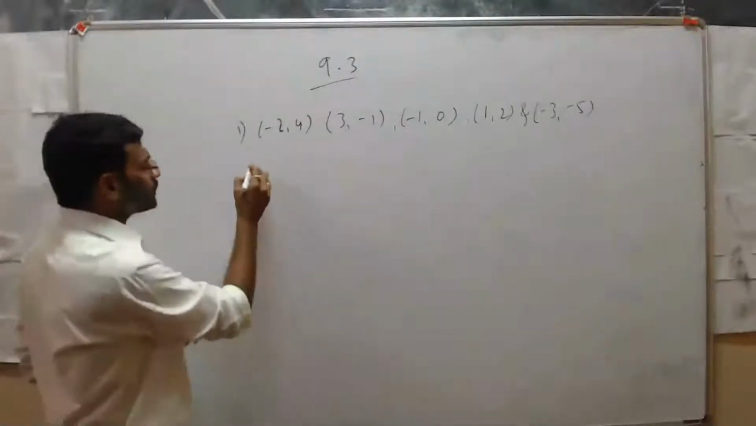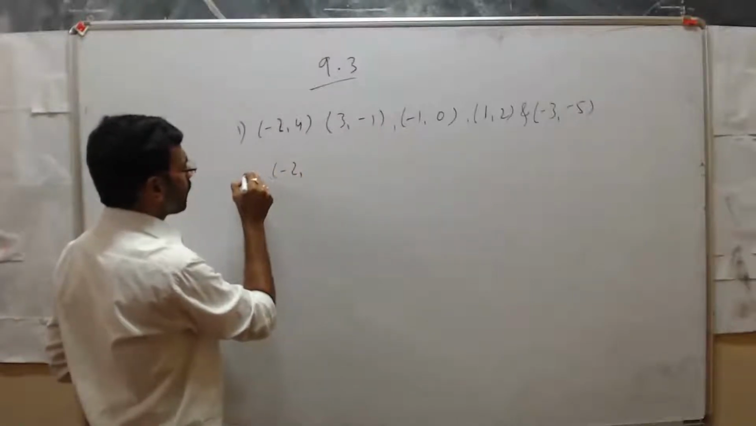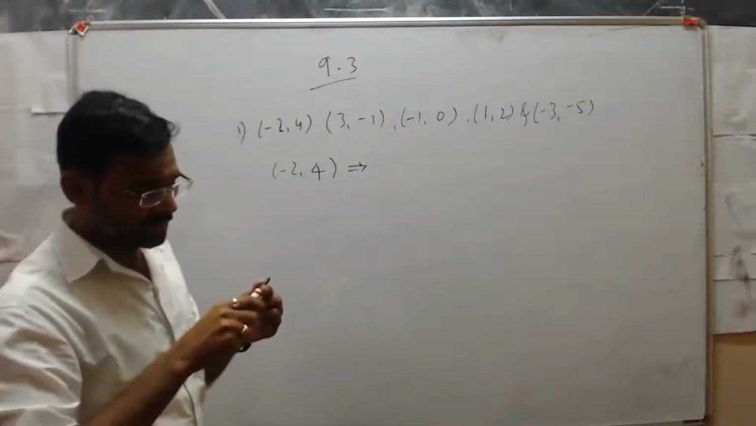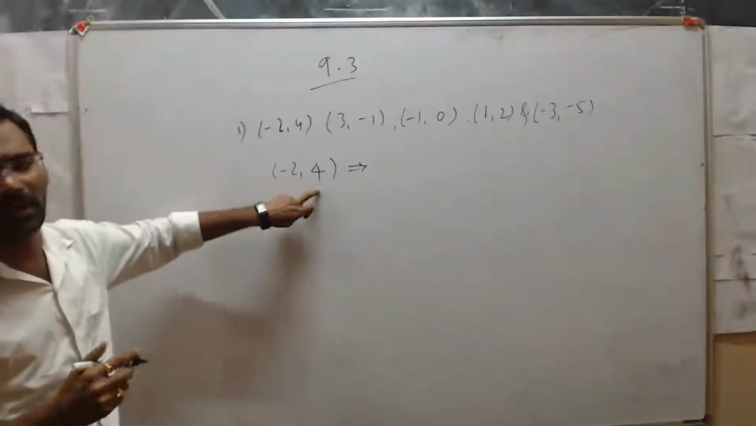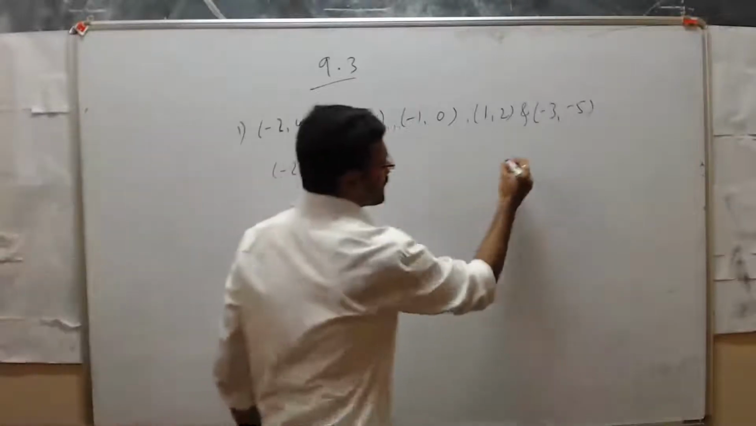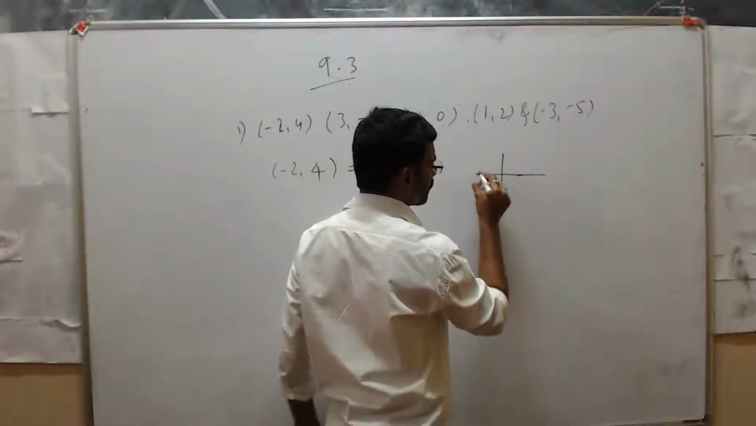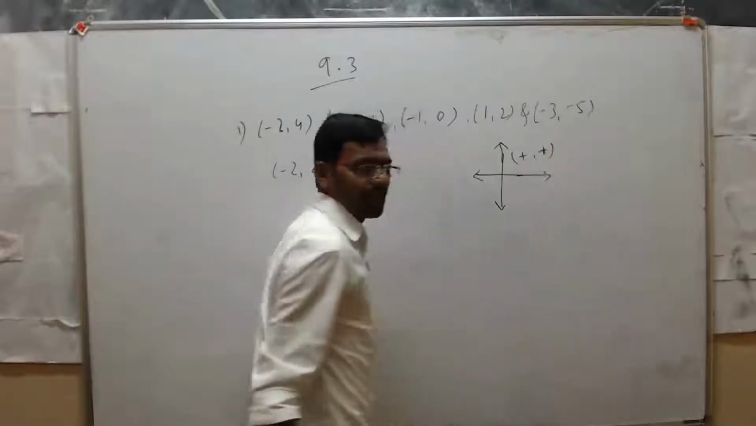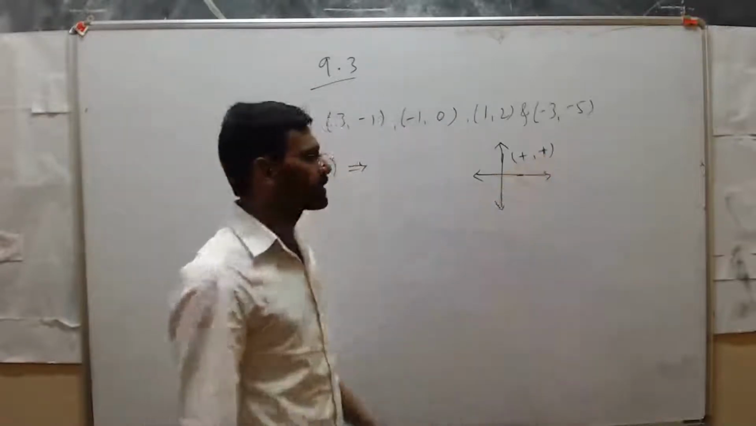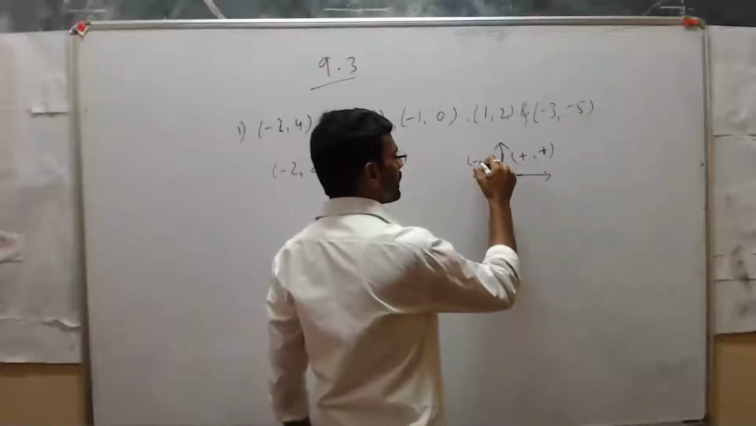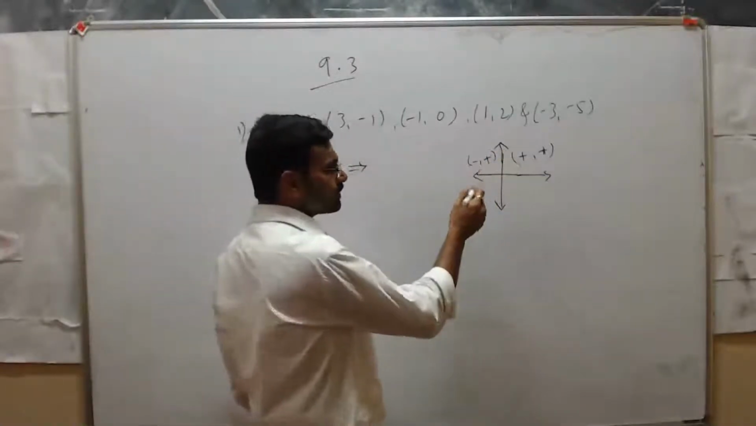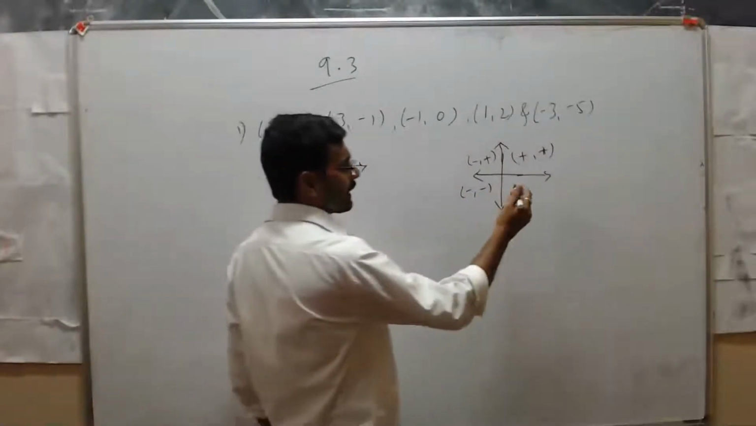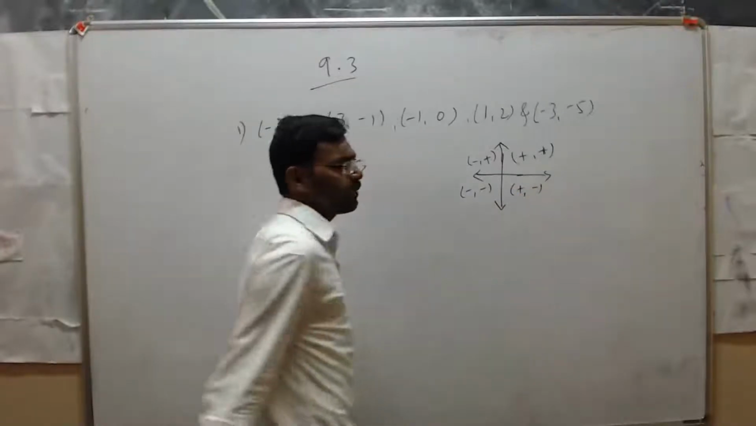Now first one, (-2, 4). In which quadrant does it appear? Here minus, plus is there. All of you know in the Cartesian plane, in the first quadrant both are positive: x value positive, y value positive. In the second quadrant, x value is negative, y value is positive. In the third quadrant, x value is negative, y value also negative. In the fourth quadrant, x value is positive, y value is negative.